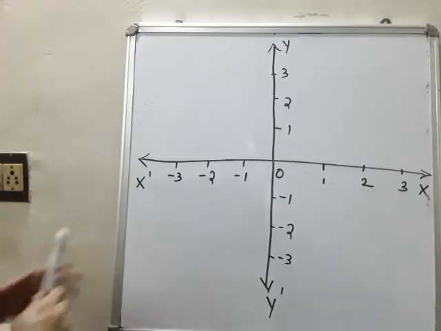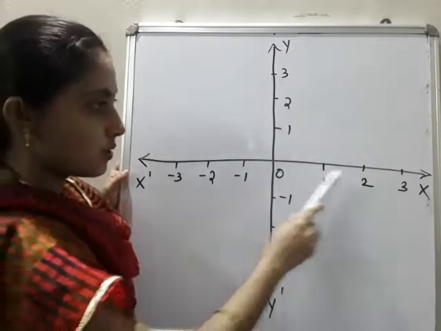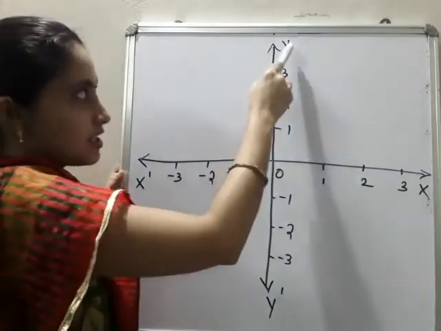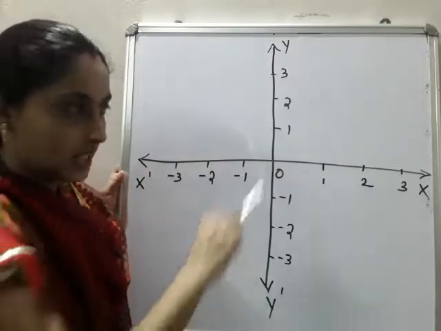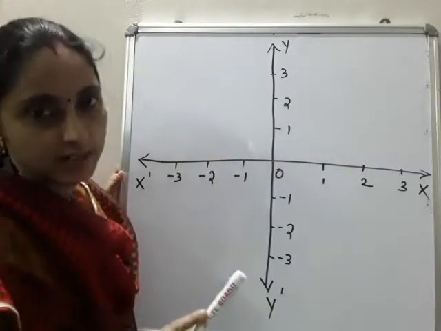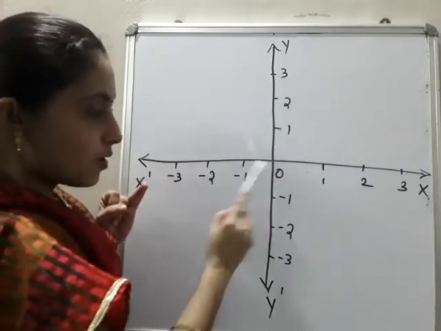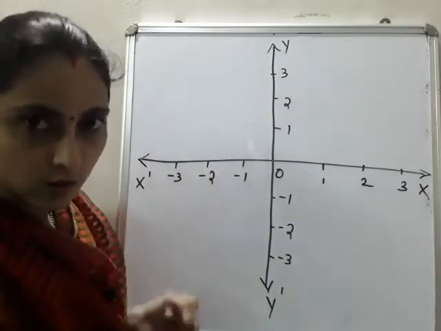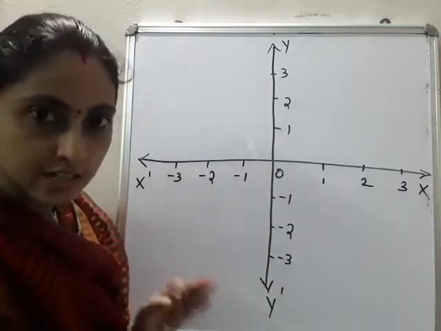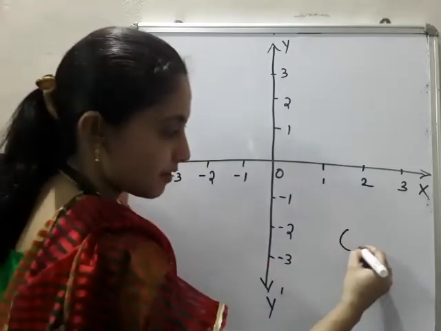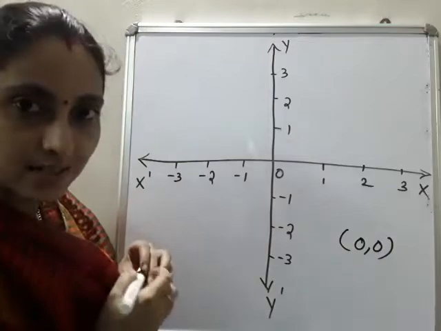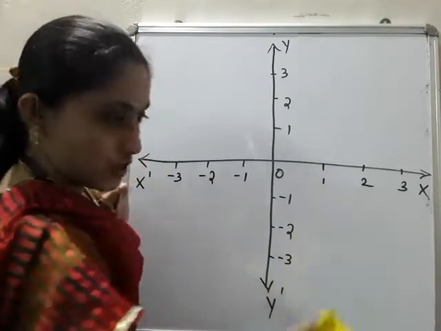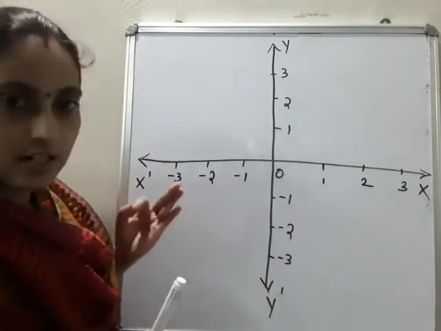Listen here. The first concept is X dash O X. It is a horizontal line and it serves as the X axis. And Y O Y dash is a vertical line, called the Y axis. Then, the origin. The meeting point of both the X and Y axes is the origin. And the coordinates of the origin are 0, 0. You write it in a single bracket, (0, 0). That is the point of the origin. Clear?